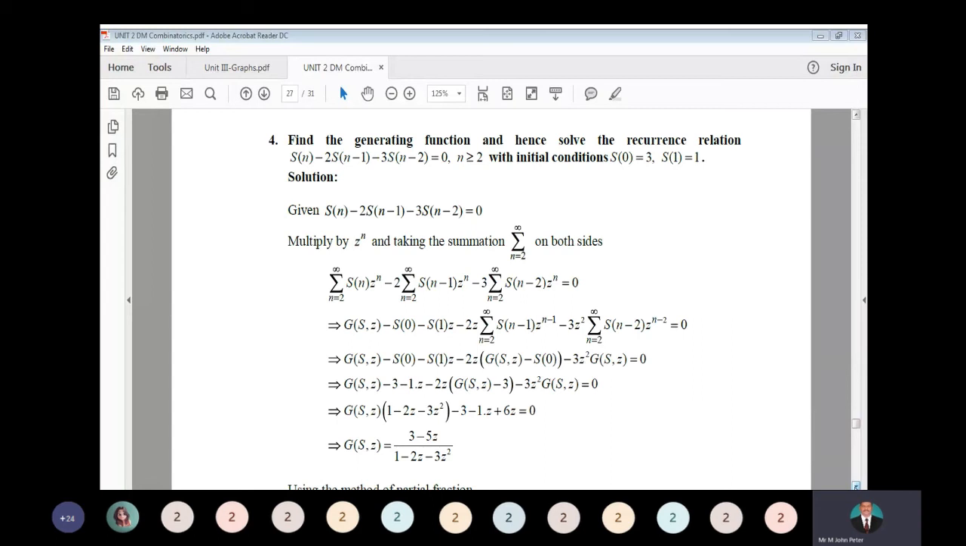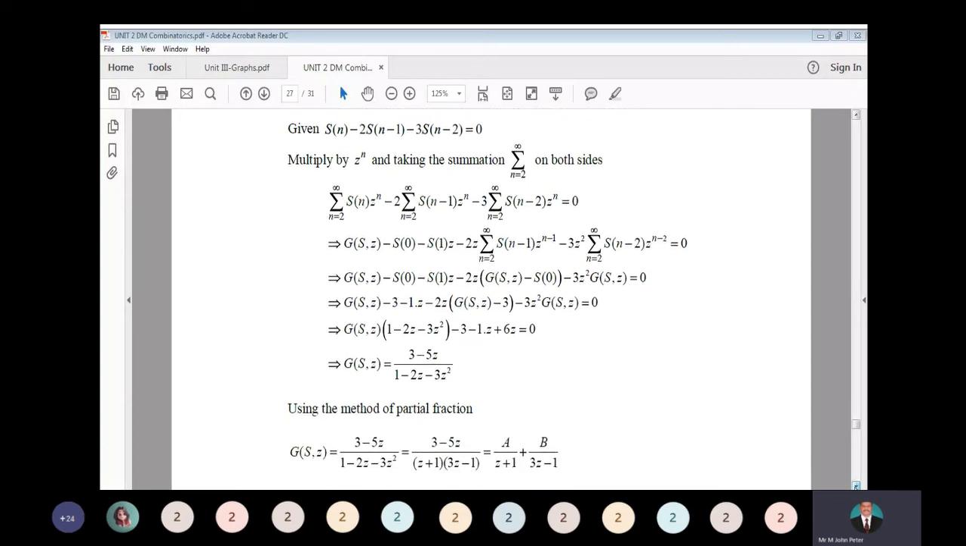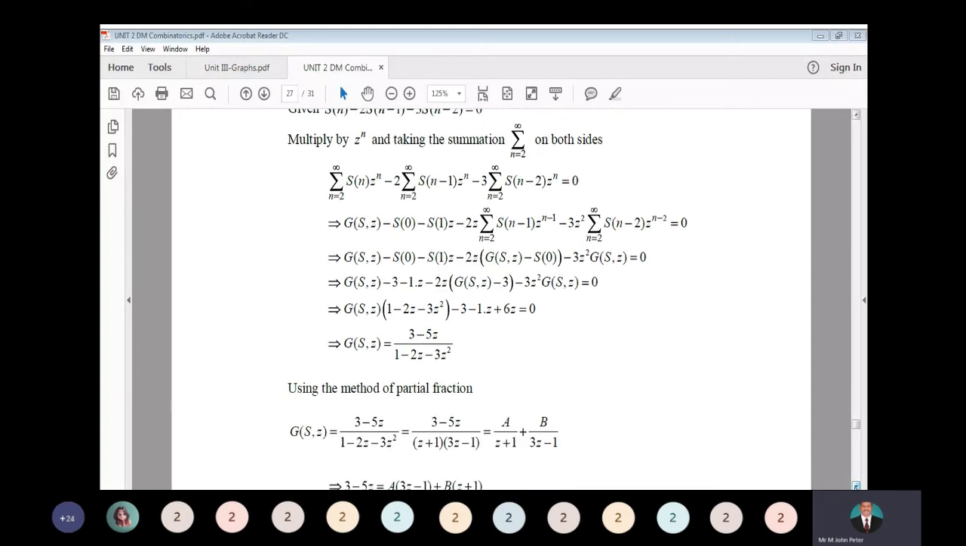So in that, take all the G of s comma z involving terms to the left hand side, and the remaining terms to the right hand side. So G of s comma z into 1 minus 2z minus 3z square, and the remaining terms, that is 3 minus 5z, to the right hand side. After that, cross multiply and you will get G of s comma z. So the generating function G of s comma z equals 3 minus 5z divided by 1 minus 2z minus 3z square. This is the generating function we have to solve.